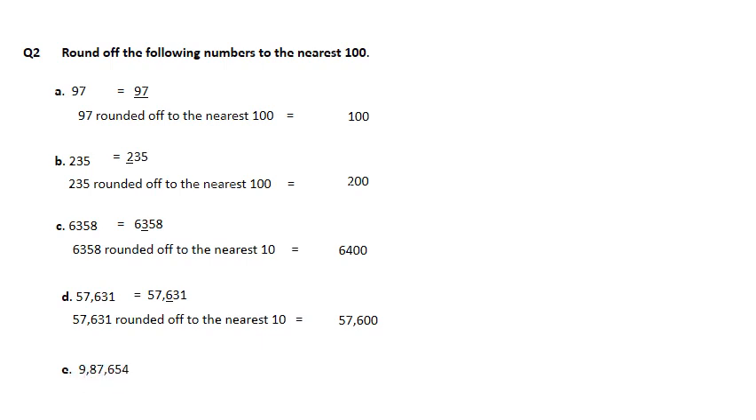Next one, 9,87,654. We'll round off to the nearest 100. So we'll first underline the hundreds place. Yes, we have underlined it. Now we are going to look at the tens place, which is 5. As it is 5, we are going to increase the hundreds place by 1. So 6 will become 7, and tens and ones will become 0. So this 654 will become 700, and the rest of the number stays as it is. So your answer is 9,87,700.